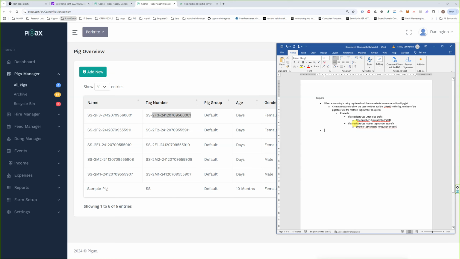Then another thing, this is a requirement. Someone raised their hand. Obi? Yeah, so you'll have two options for the user to select from. That's correct. The business chooses either the litter ID or the mother's tag number.